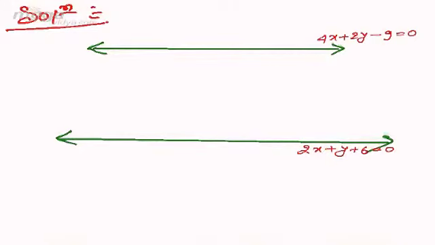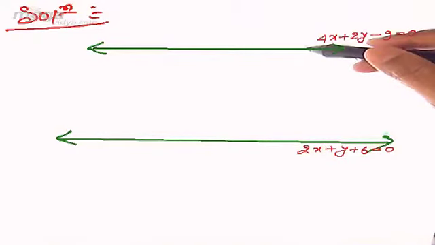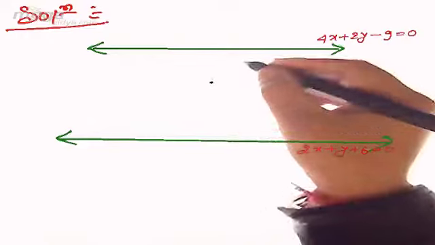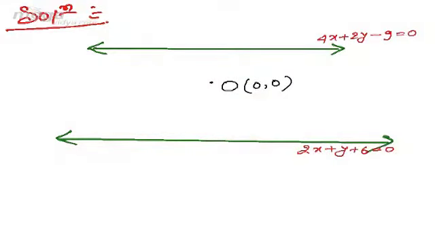Student, you can see here the c is minus 9 and this c is plus 6. Whenever you have c with the opposite sign, always remember the origin will lie in between these two lines. So student, the origin should lie here, anywhere but in between these two. Suppose this is the origin whose coordinate is 0, 0.